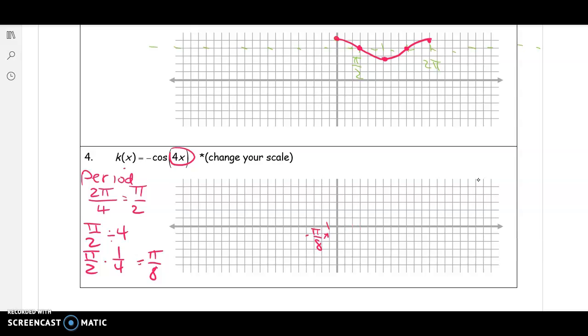So negative cosine. We're starting at -1, 0, +1, 0, -1. And this last point here would be at pi over 2. All right? You would be able to fit 4 waves between 0 and the normal 2 pi. That's what that 4x is talking about.